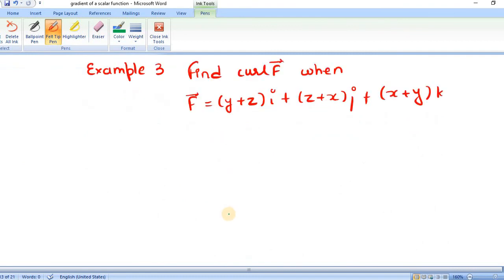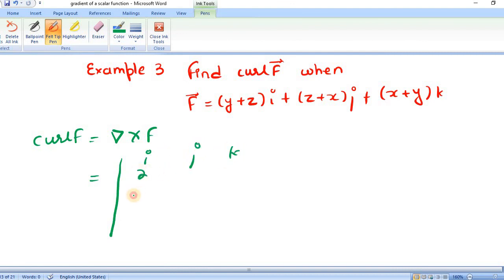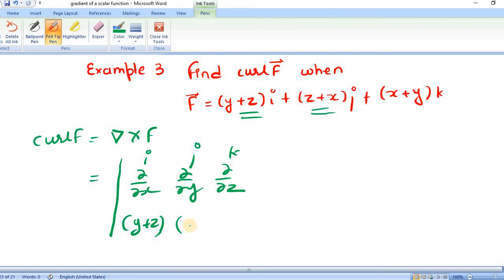We have to get this curl of f when we have the f given. So again, curl of f is defined by del cross f. I am just writing the determinant form directly. So this is i, j, k. This is del upon del x, del upon del y, and del upon del z. And here we'll have y plus z. So this is the coefficient of i. Then in the j we have z plus x. And lastly on this we have x plus y.